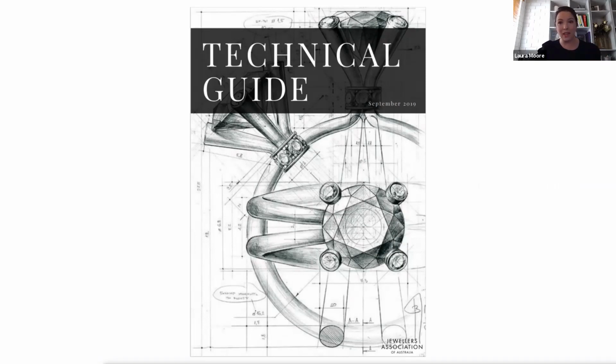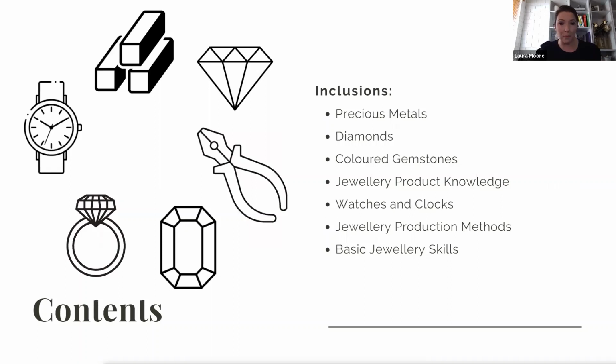So the guide includes precious metals, diamonds, including shape guides and natural diamond alternatives, coloured gemstones, including pearls, opals, and coloured groupings, jewellery product knowledge, which includes types of jewellery like chains and findings, watches and clocks, including the water resistance table, jewellery production methods, including lost wax casting and CAD/CAM, and basic jewellery skills. We'll now go through briefly each of the sections to give you a snapshot of the elements included in the guide.